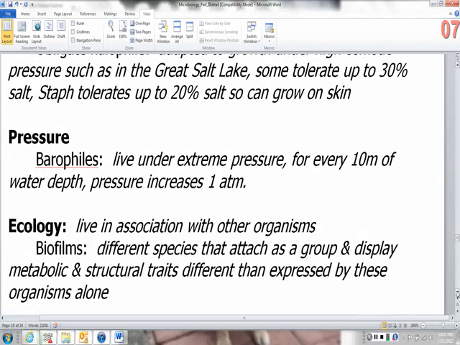Ecology looks at how different organisms live in association with other organisms. Microbes may form biofilms. In a biofilm, different species, or different groups of species, will attach as a group and display different metabolic and structural traits than they would if they were on their own.